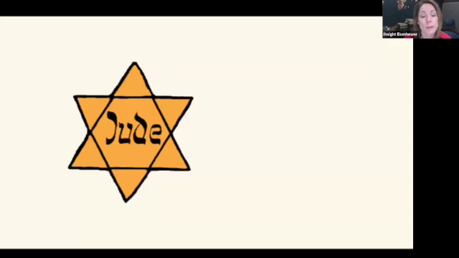This is a picture of the yellow star that the Jewish people were made to wear during the 1930s and 1940s by the Nazis. The letters say Jew in German. This is a Star of David, which is a traditional religious symbol of Judaism. But by wearing the star, the Jews could be easily seen, segregated, and monitored by the Nazis.